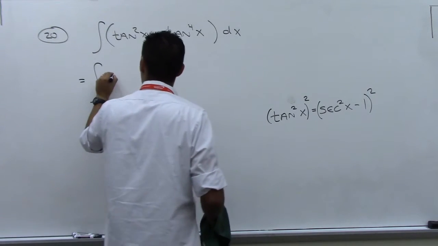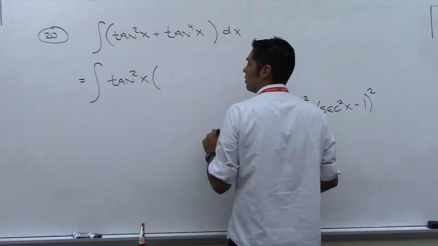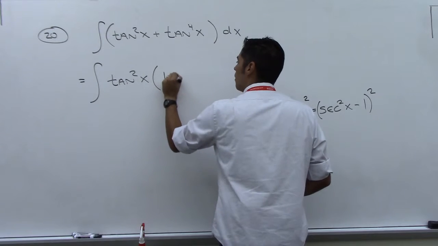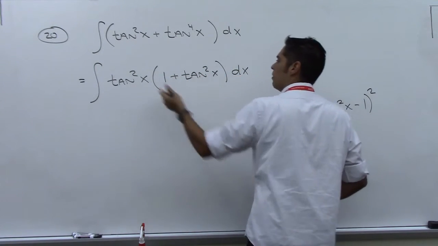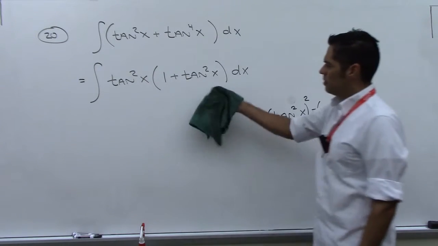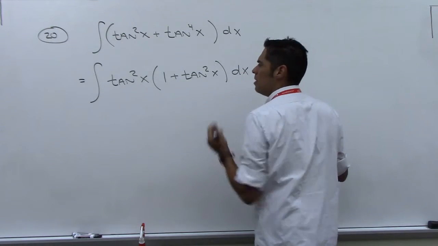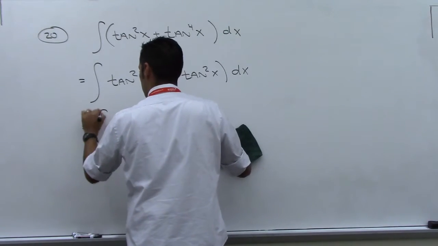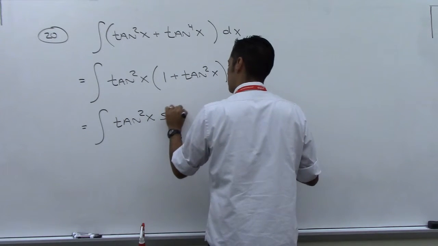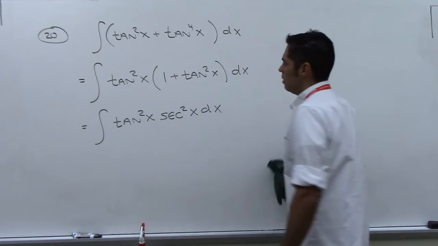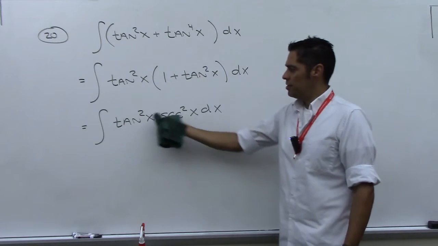Let me factor out a greatest common factor. Tangent squared x is a common factor. I get 1 plus tangent squared x here. So if I distribute this, I get that. But wait a minute, tangent squared x plus 1 is secant squared x. Maybe this will help: tangent squared x times secant squared x dx. So just replacing this with secant squared x, and now I have a tangent and secant appearing together.